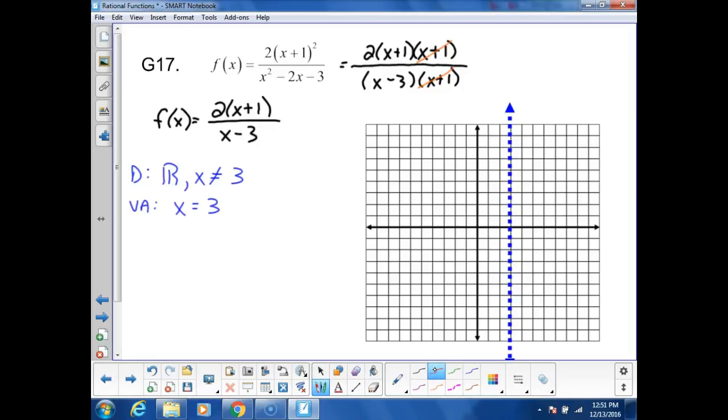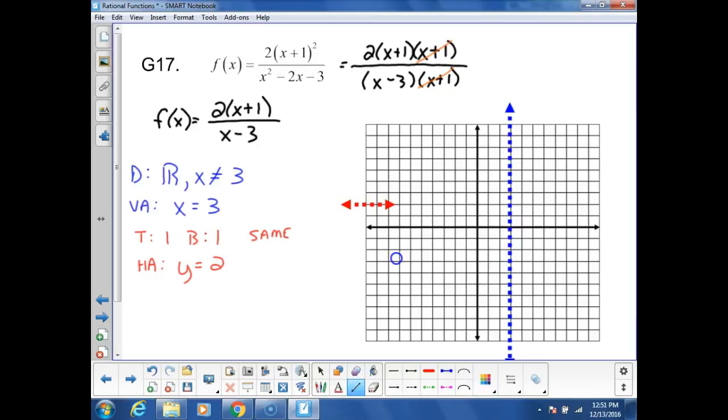Degree of the top is 1. Degree of the bottom is 1. So those are the same, right? So y equals 2 is our horizontal asymptote, because the lead coefficient on the top is 2. The biggest variable is determined by the degree. Like if it was x plus x squared, you take the x squared because it has a bigger degree.